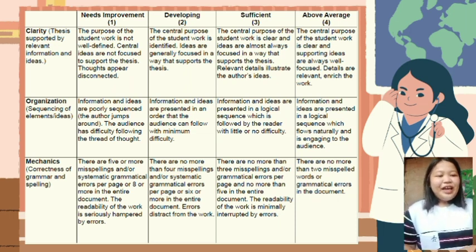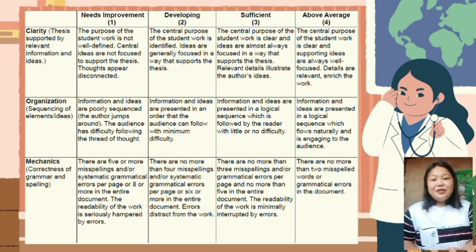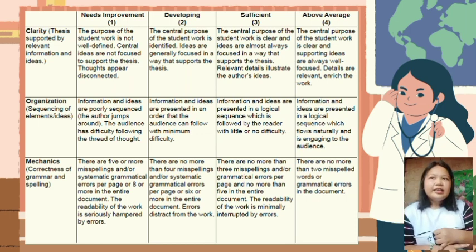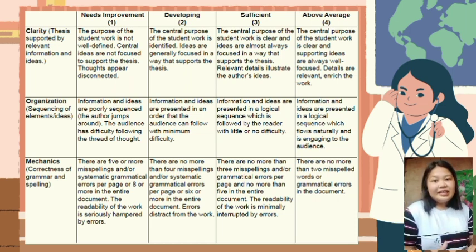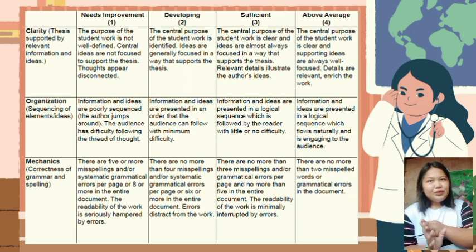So that was the 3 steps. Step 1 is to determine the skills and abilities, that's the criteria. Step 2 is to determine the levels of performance of the students, from the lowest to the highest level of ability the student can attain. And step 3, the descriptions.